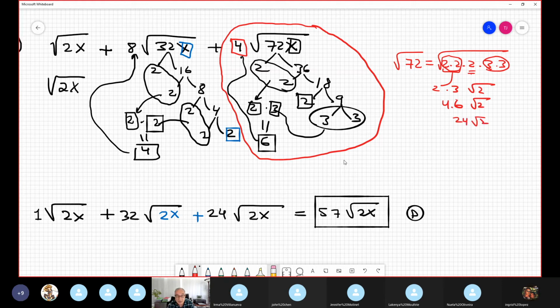And don't forget this x. At the beginning we have x here. This x never goes outside, it stays inside. Is it more clear?